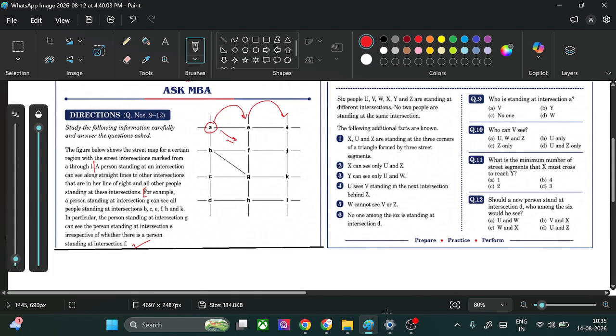That is, six people U, V, W, X, Y, Z are standing at the different intersections. All right, out of these many intersections, no two people are standing at the same intersection. So it is also given that no two people are sitting at the same intersection. So in this case, we need to place all these people in the different positions, right? So we are going to read the points given here, 1 to 6, one by one, and we need to understand where U, V, W, X, Y, Z are going to sit on the street map.